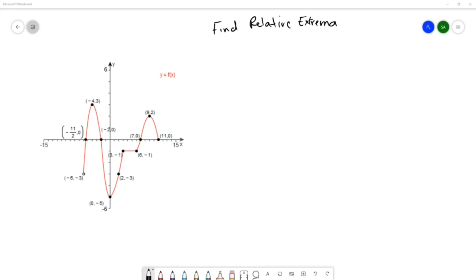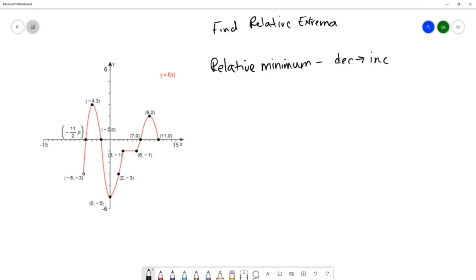On this question, we're given a graph, and we want to find the relative extrema. Specifically, the directions say, for what values of x does f obtain a relative minimum, and what are these relative minima? So looking at this graph, we're starting with relative minimum. And we have a definition of relative minimum, and the definition says that we'll need to see a change in the function from decreasing to increasing.